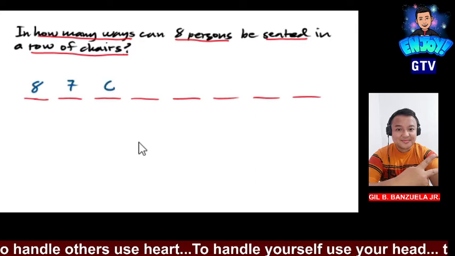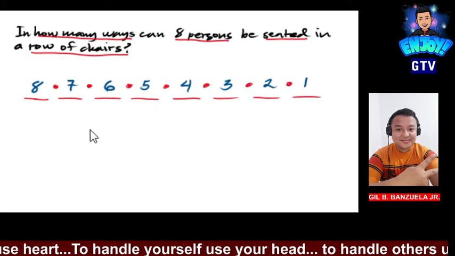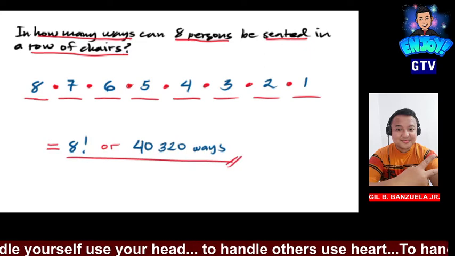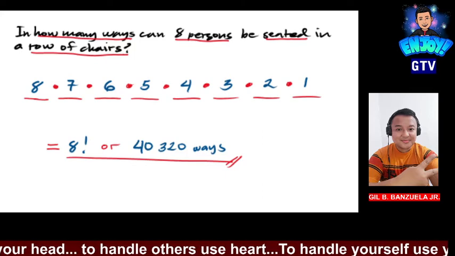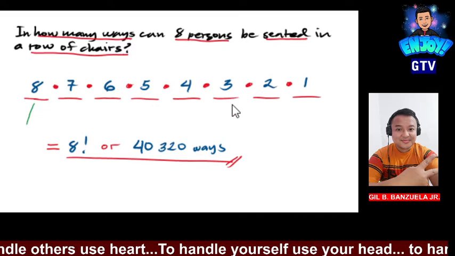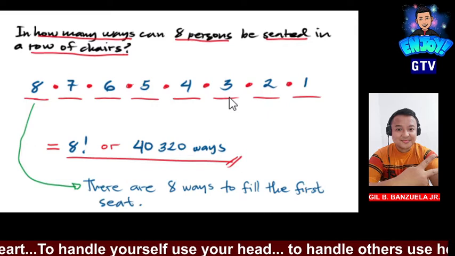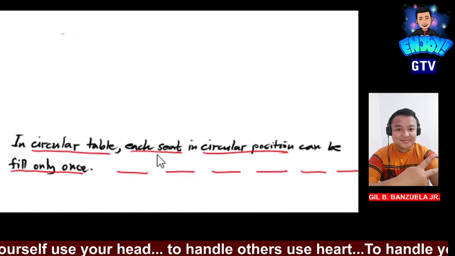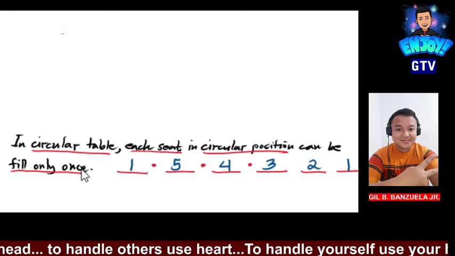So, let's continue solving this. After doing so, in this particular problem, this is equivalent to 8 factorial ways, or there are 40,320 ways these 8 persons can be seated in a row of 8 chairs. Ayan. So, let's continue discussing the circular permutation, no? There are 8 ways to fill the first seat. But in a circular table, each seat in a circular position can be filled only once. Ayan.